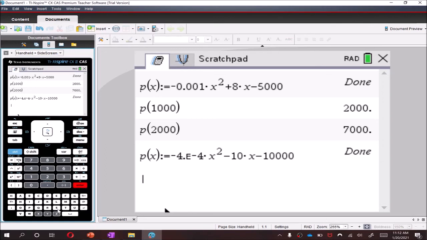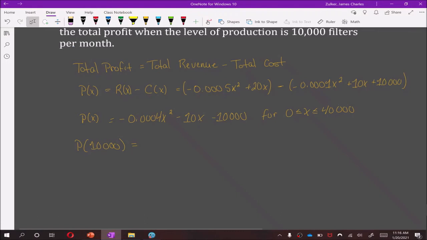So now if I go and I hit p of 10,000, it's going to use this new function, not the old function. And something is wrong, so I will be right back once I figure it out. I'm back and I realized where I messed up. This is supposed to be 20x minus 10x. I had ignored that plus 20x, so this should be plus 10x there.